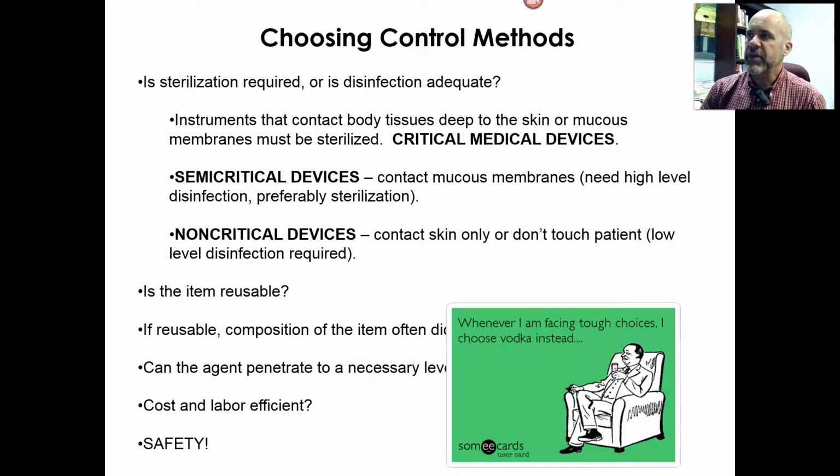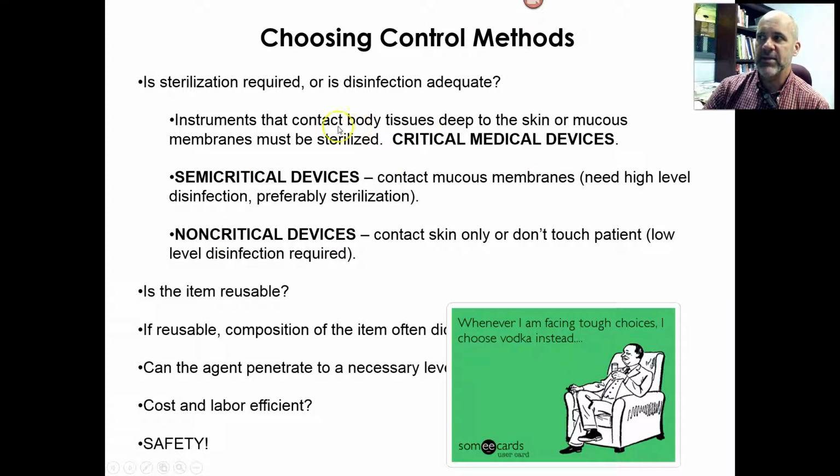All right, so some information about choosing control methods. How do you choose an appropriate control method to use? And first thing you have to ask is whether the instrument or whatever it is that you're using, the device that you're going to use with the patient, does it have to be sterilized, or could disinfection apply? And that gets into the devices, the equipment that you're using. Are those critical, semi-critical, or non-critical?